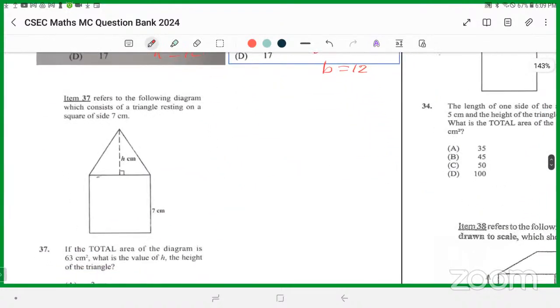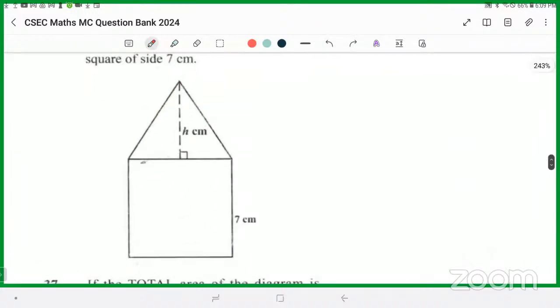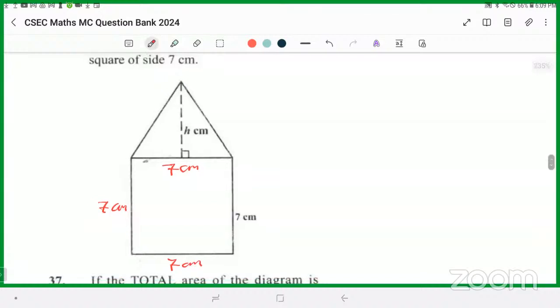This question gives us a diagram. It says it's a triangle resting on a square. So this is a square, and the height of this is h. If this is a square, it means that this side is 7, just like this. So the base of this triangle is 7 centimeters. Over here is 7 centimeters as well. Down here is also 7 centimeters.